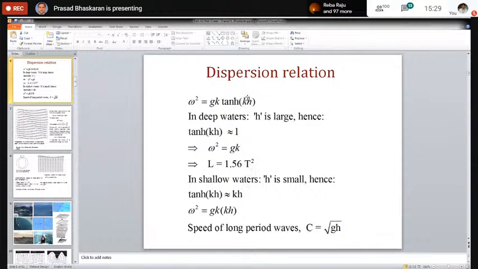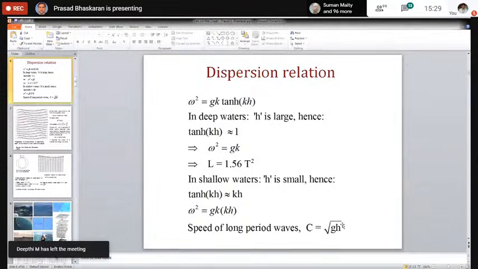Now, using the same equation, if I say that in shallow water h is very small, the tanh function approximately becomes equivalent to kh. So this equation reduces to omega squared equals gk multiplied by kh. That is what I have written here. If you connect these two equations, we can get the speed of the wave, which is lambda by T, equivalent to the square root of g multiplied by h. G is the gravity, h is the water depth. The square root of g into h is the speed at which a long wave moves in shallow water. For example, in the previous slide, I was talking about a tsunami wave. A tsunami wave is a long wave, so I can use this equation to find the speed of the tsunami wave.